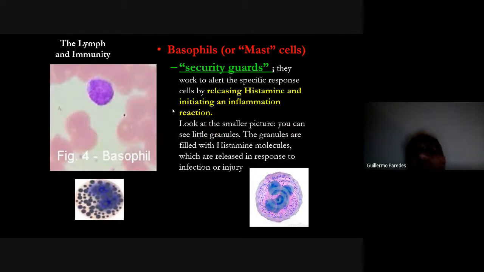Basophils or mast cells. Basically, they call them mast cells or basophils, but they're not exactly the same. For academic purposes, we call them basically the same, because both of them are going to produce histamine. Histamine again, we're talking about histamine again. Yes, histamine. Histamine is an inflammatory substance. Write down that histamine is an inflammatory substance.